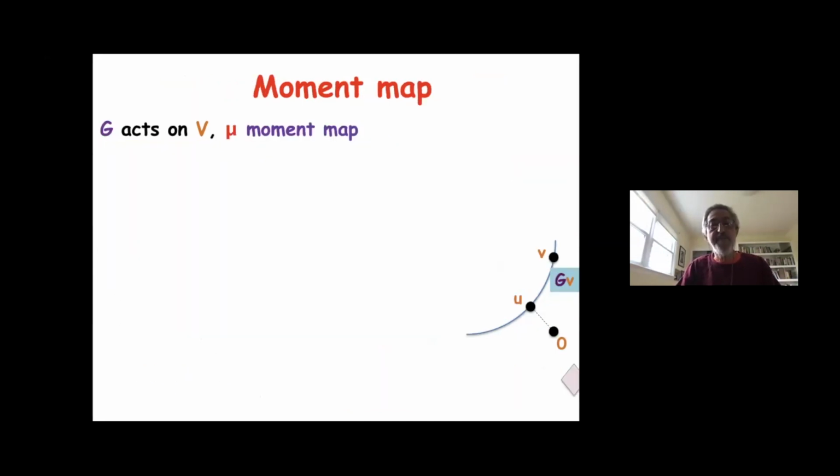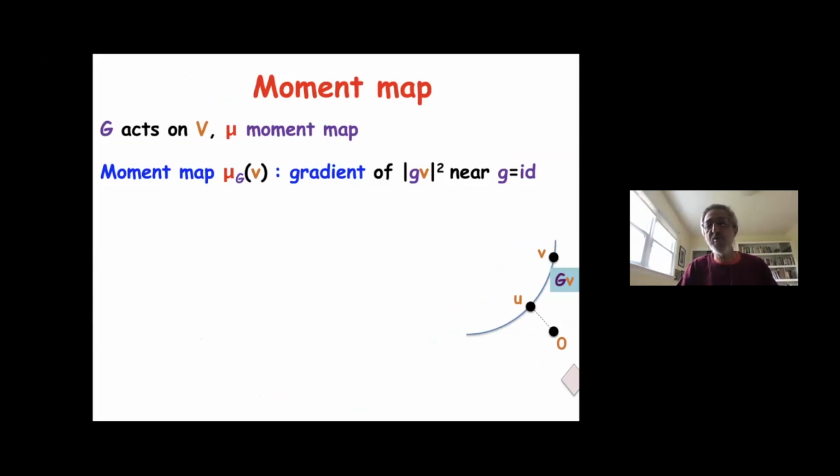Okay, so let me do them one by one. The moment map is really exactly the same as a gradient. You just want to see, if you are given a point, a vector V, how its norm changes near the identity when you apply a group element that's very close to the identity. It may not be the way you learned it in calculus when you learn how to define the gradient, but it's the same thing, only the group is abelian. You basically scale the coordinates slightly, or you shift them slightly.